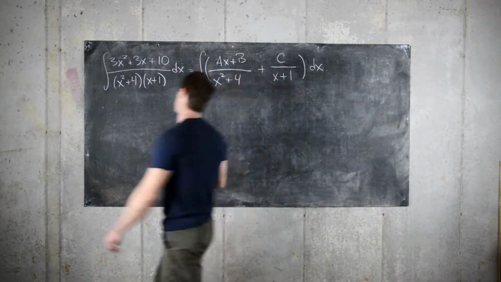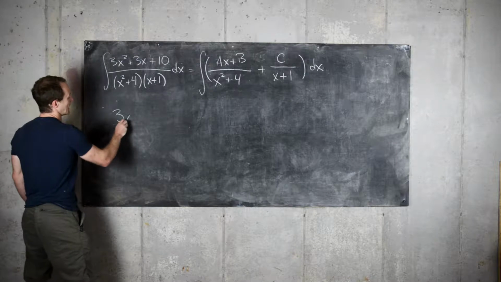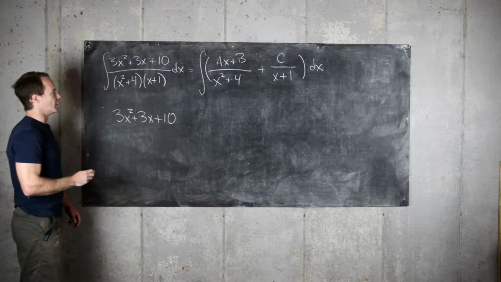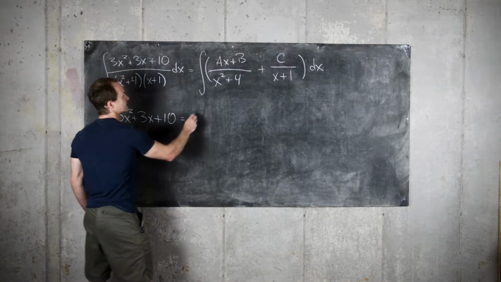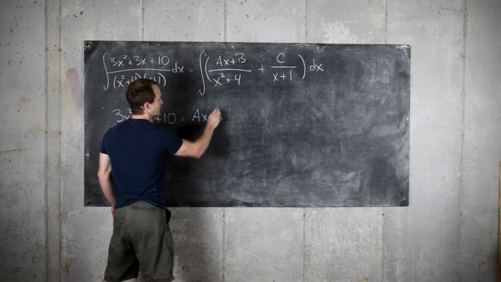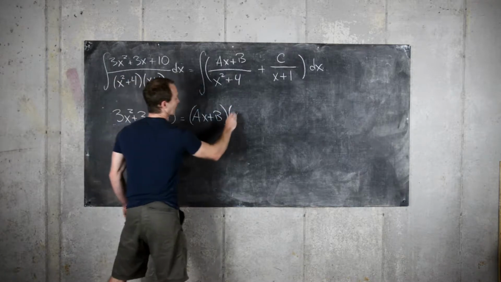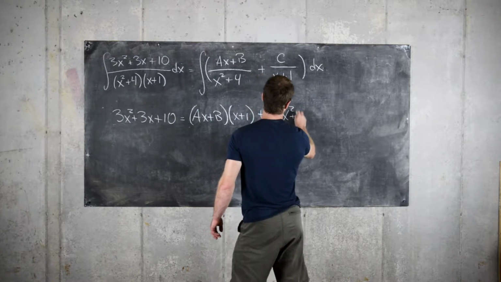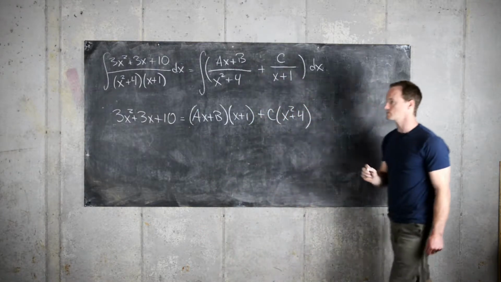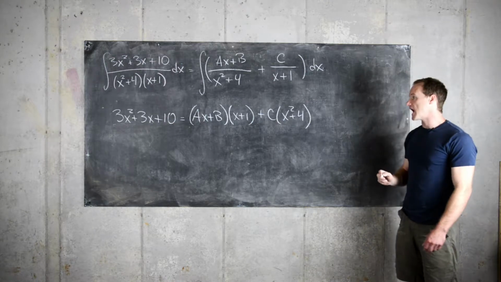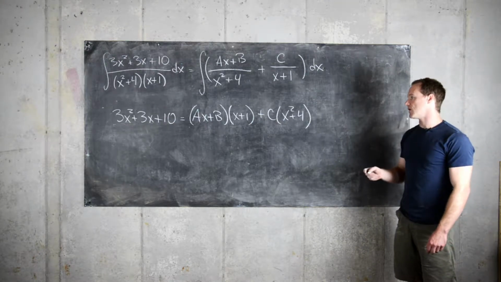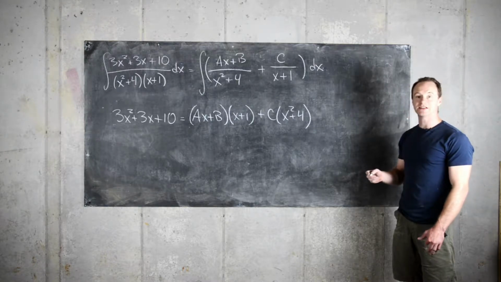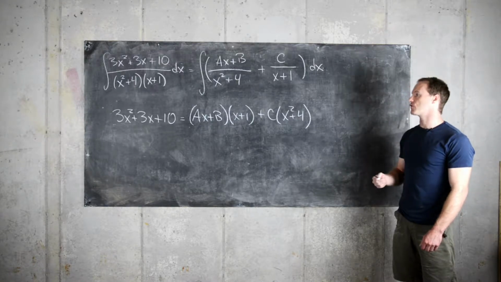And so that will give us 3x squared plus 3x plus 10 on the left-hand side. And then it'll give us ax plus b times x plus 1 plus c times x squared plus 4. Okay, so now we have an equation involving a, b, and c, but it's a polynomial equation, so we'll be able to turn it into 3 equations, but we have to do a little bit of work first.